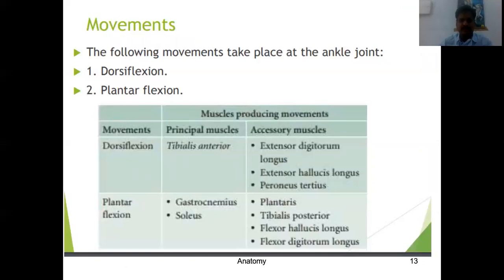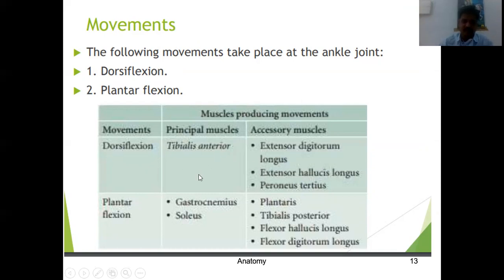Come to the movements of the ankle joint. As the ankle joint is uniaxial, the movements take place along only one axis. So we have dorsiflexion and plantar flexion. What are the muscles responsible for dorsiflexion, and for plantar flexion? We have the main muscles and the muscles which assist the main muscle.